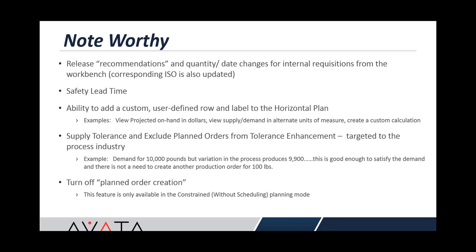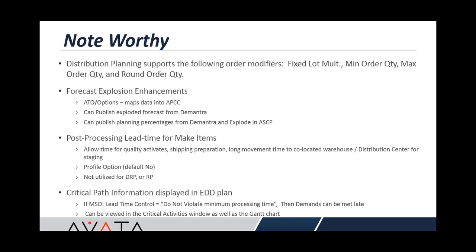Supply tolerance is really targeted towards the process industry. So if you need 10,000 pounds and you produce 9,900, you can configure it so it's not going to then generate a planned order for an additional 100 pounds. And I kind of touched on this planned order creation feature that you can turn off the creation of planned orders when it's appropriate. Distribution planning, it's just using order modifiers so that any transfers between distribution points now honor all of those order modifiers.